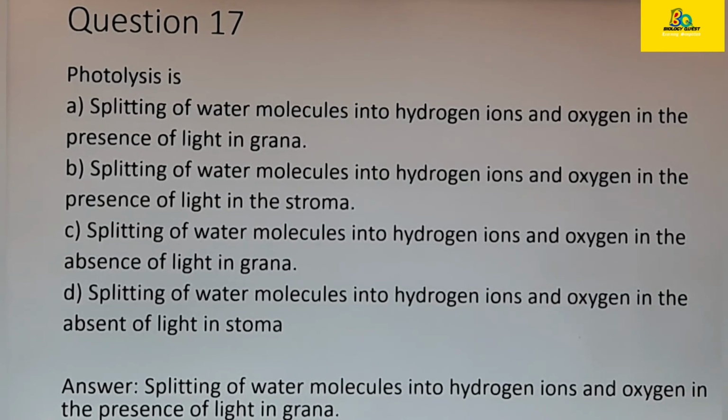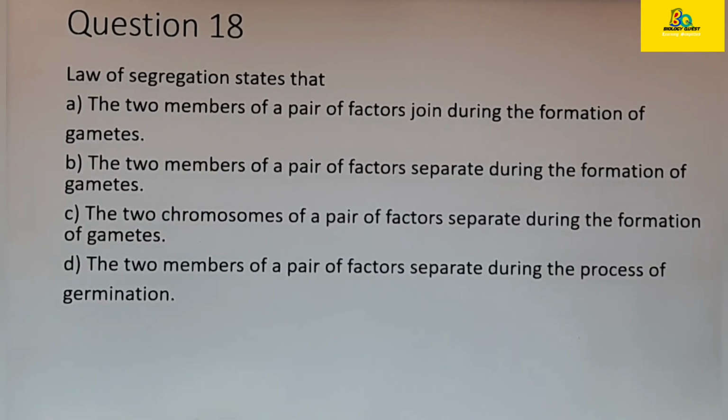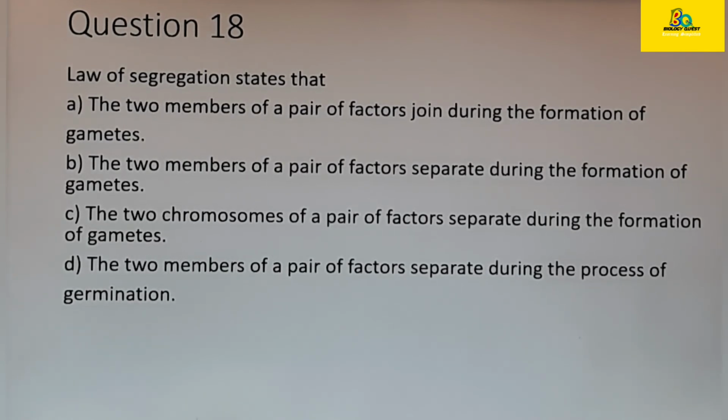Now we are moving on to the next question. Question number 18. Law of segregation states that. So there are three laws of Mendel. You should know all the three laws. The law of dominance, the law of purity of gametes or the law of segregation, and the law of independent assortment. All the three laws should be clear to you.